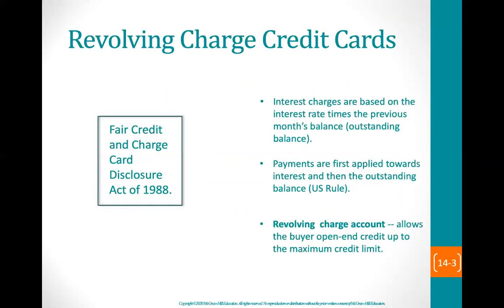Abby Jordan bought a dining room set for $8,000 on credit. She has a revolving charge account at Moe's Furniture Store. She can make as many purchases on credit as she wants until she reaches her $10,000 credit limit.